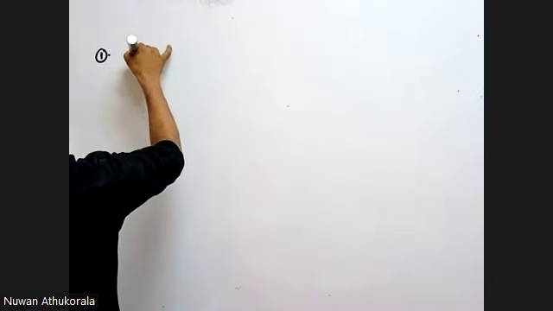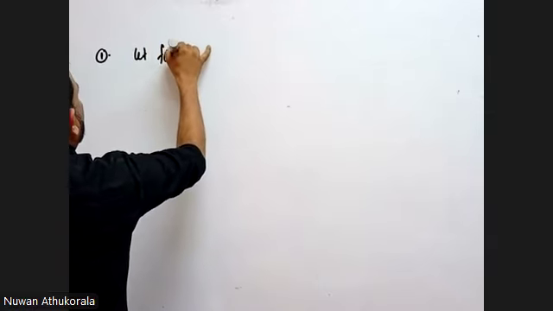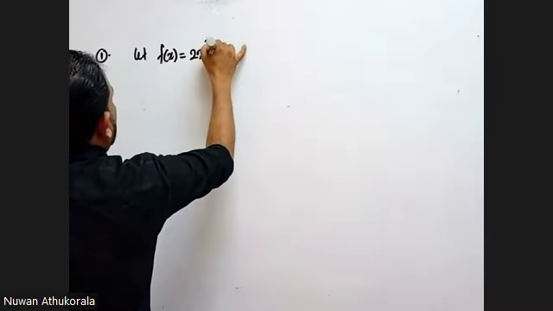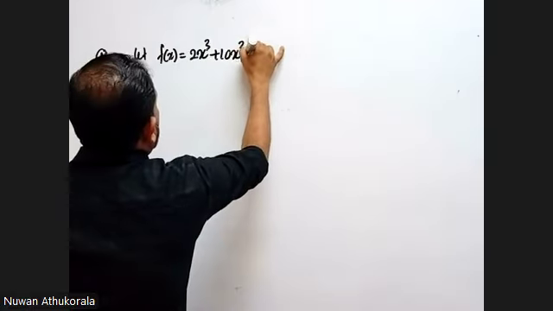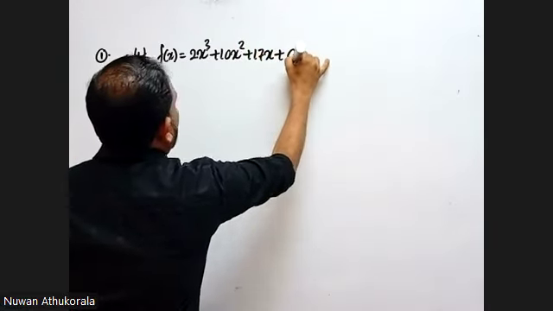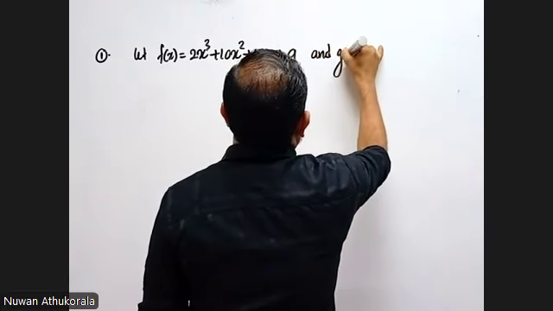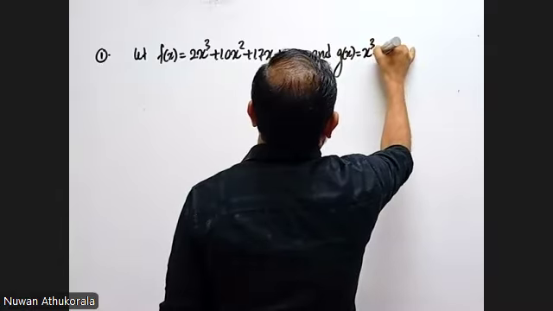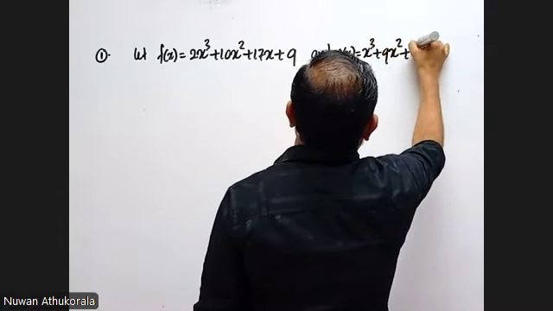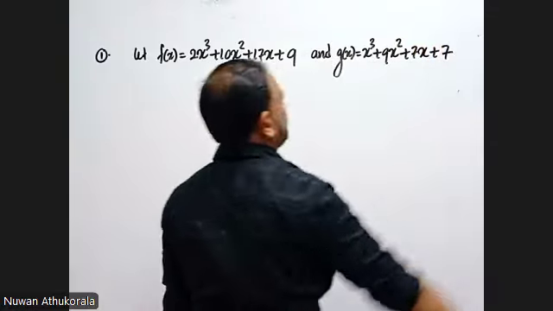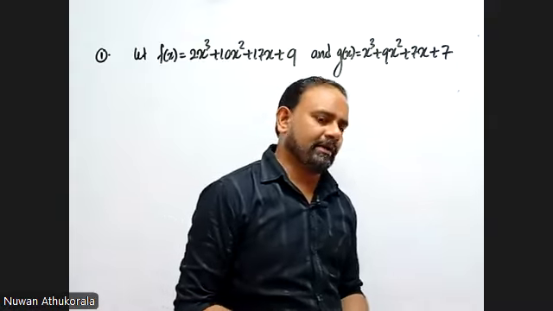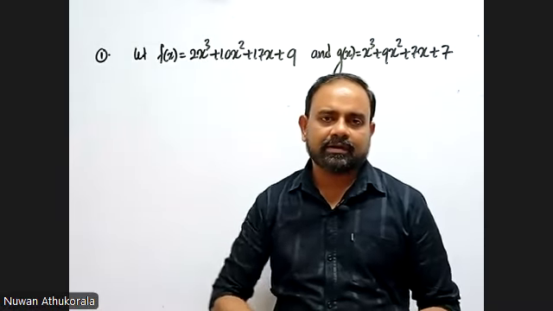Write down this example. Number 1, let f(x) equal 2x cubed plus 10x squared plus 17x plus 9, and g(x) equal x cubed plus 9x squared plus 7x plus 7.